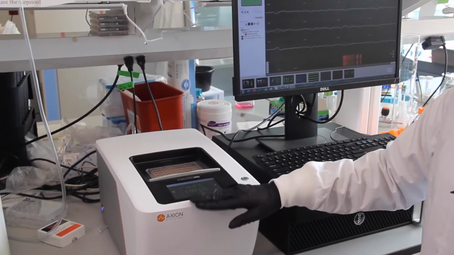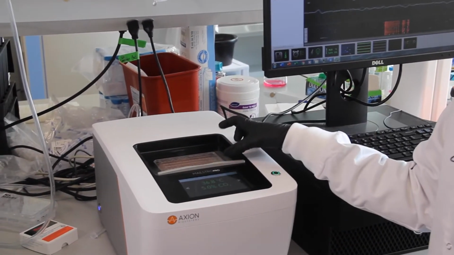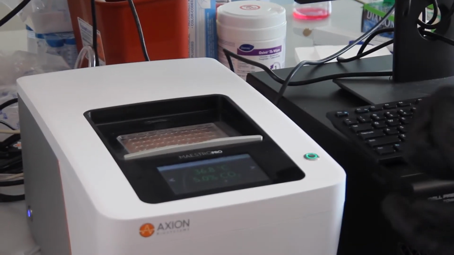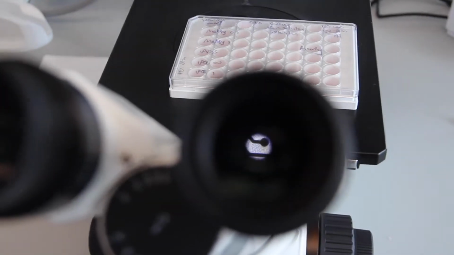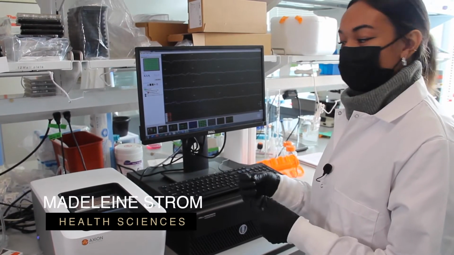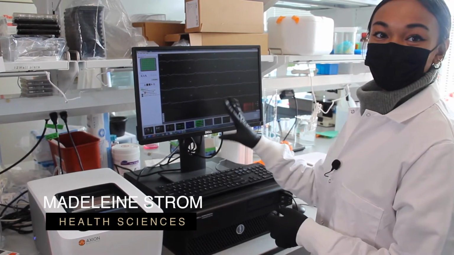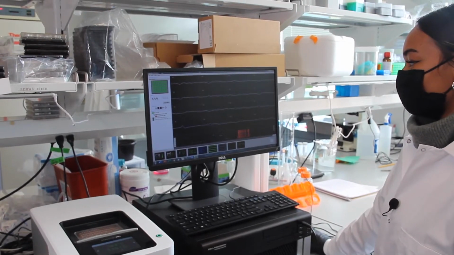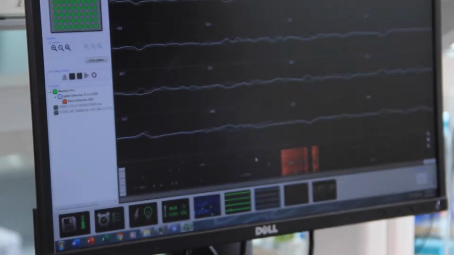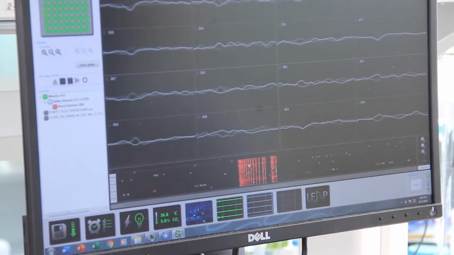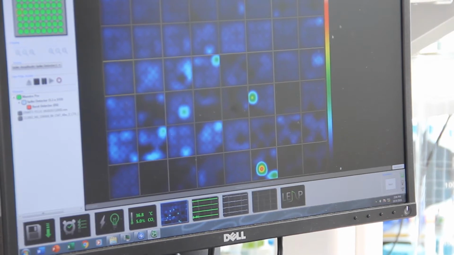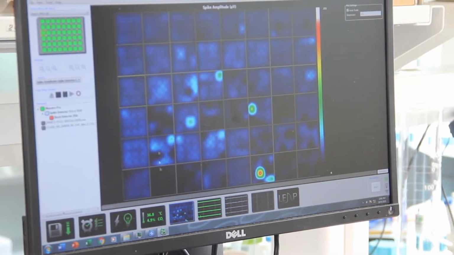So right here is the MEA recorder, and what we do is we put a 48 well plate into it, and in each well of the plate there are about 16 electrodes, microelectrodes, that can detect cells basically communicating with each other on the plate. This is the live action version of what we see happening in the wells. Each of these spikes right here is basically a signal that we see popping up in the plates, and right here you can see what activity is happening and where it's happening most prominently.